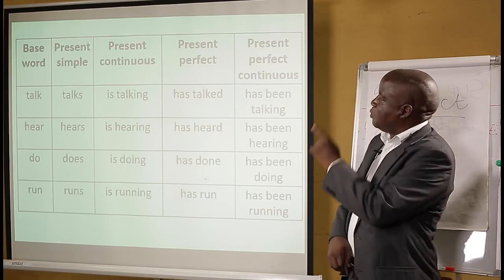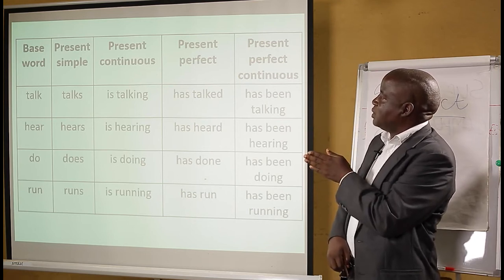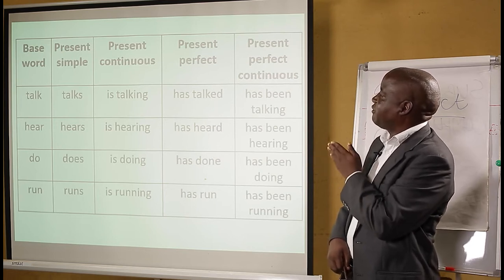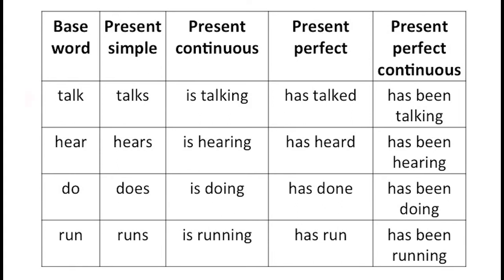Now, you'll find we have different headings. We have the base word, we have the simple present, we have the present continuous, we have the present perfect, and we have the present perfect continuous. Take the word talk. It is conjugated by adding s, so we have talks, which is further conjugated by adding ing. Now we have is talking, which is further taken to the present perfect. It becomes has talked. In the present perfect continuous, it will become has been talking.